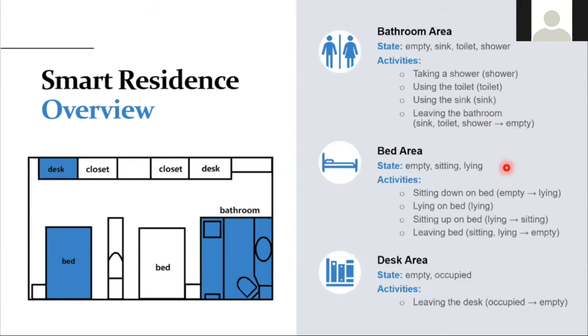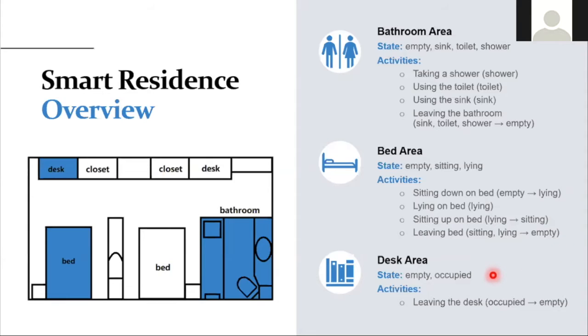For the bed area, the states defined are empty, sitting, and lying. An activity of sitting down on bed is recognized by state change from empty to sitting. The lying state is recognized directly by lying state, and sitting up on bed is recognized by state change from lying to sitting, and leaving bed is recognized by sequential state change from occupied states, which are sitting and lying, to empty state.